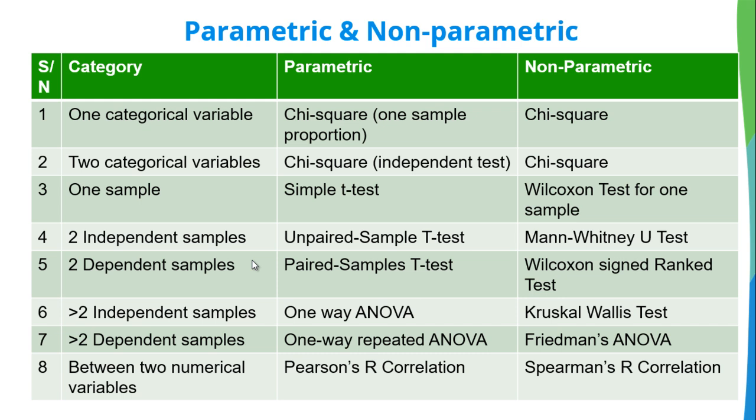So this is another non-parametric test to replace that. When you are dealing with two numerical variables, for example, the Pearson R correlation is there, and for non-parametric we have the Spearman correlation. So these are the two categories of tests we perform under inferential statistics.